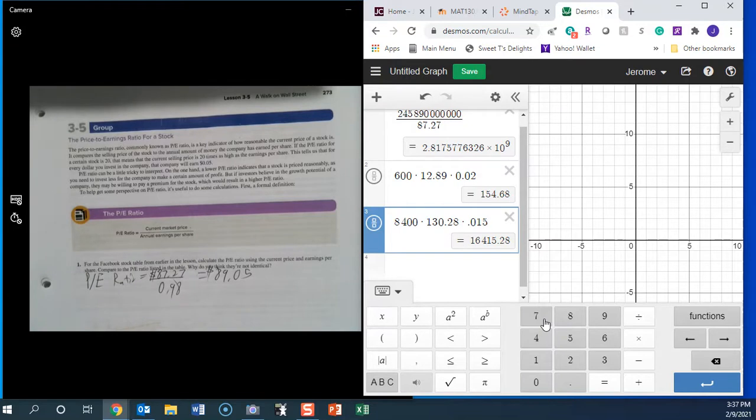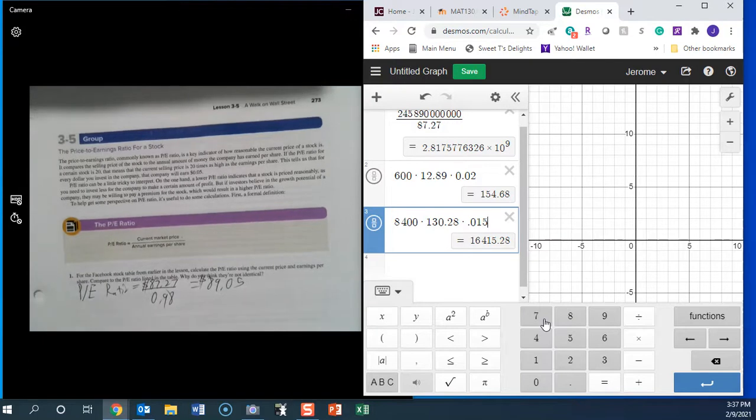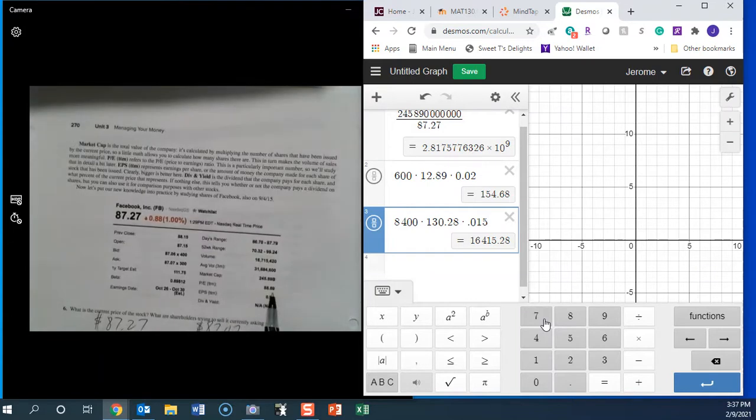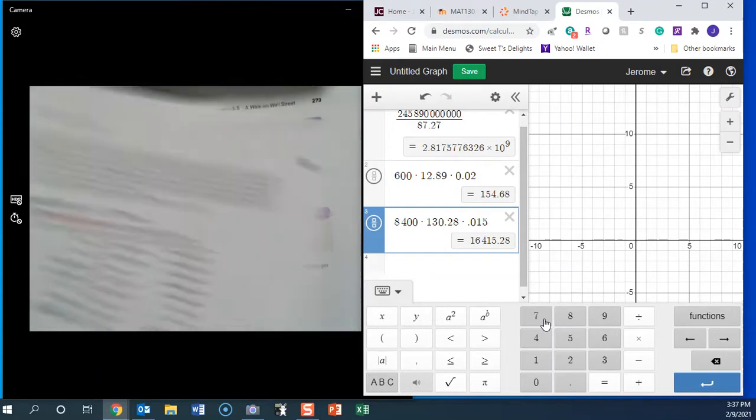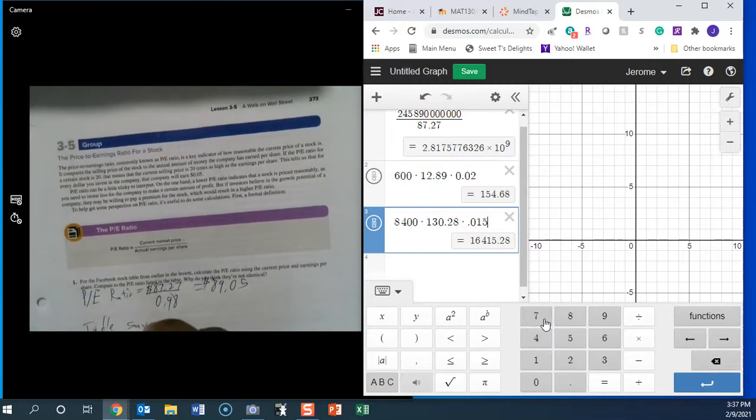Now it asks us, how come this does not look the same as the table? Because the table tells us that the price over earnings ratio is $88.69. So basically, the table says $88.69. So it could be a rounding error.